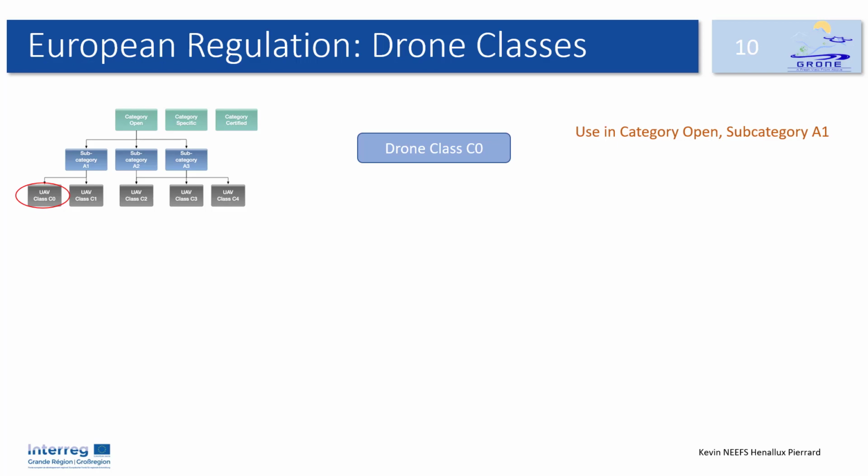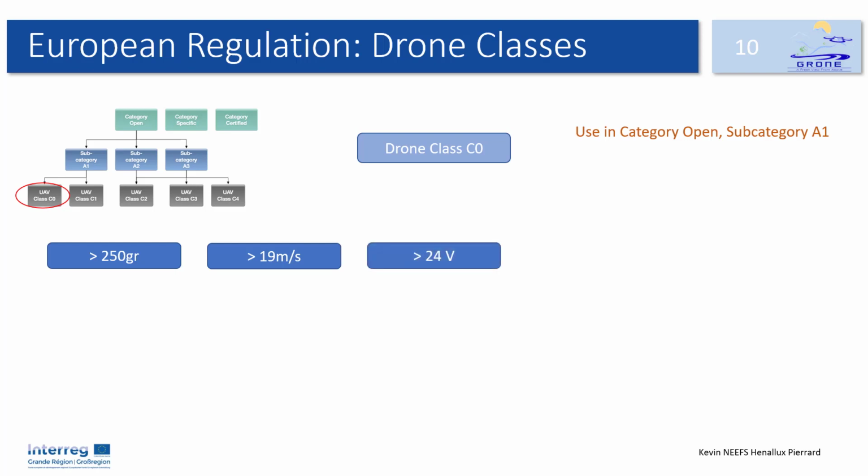The first one is the C0. To be in the C0 class, the drone must weigh less than 250 grams, have a speed that doesn't exceed 19 meters per second, be powered by electricity and have a nominal voltage not exceeding 24 volts, if equipped with a follow me mode, when the function is on, stay in a range not exceeding 50 meters from the pilot, and the drone must be marked as C0.